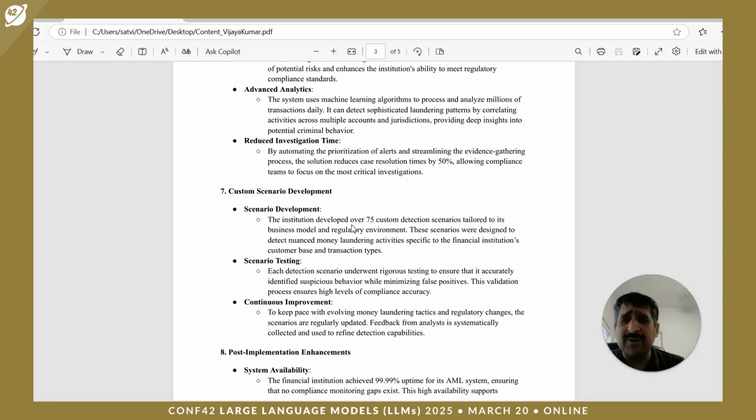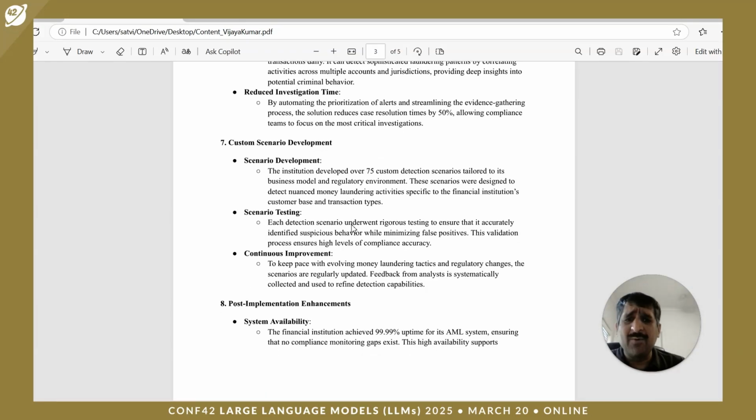Custom scenario development. The institution developed over 75 custom detection scenarios tailored to its business model and regulatory environments. So now, our NICE Optimize AML system application, as I mentioned, they studied most of the regulations. They made it very robust so that it can be tailored to a particular country or particular financial institution's requirements. So it is a very robust solution. You can plug and play anywhere, wherever you want.